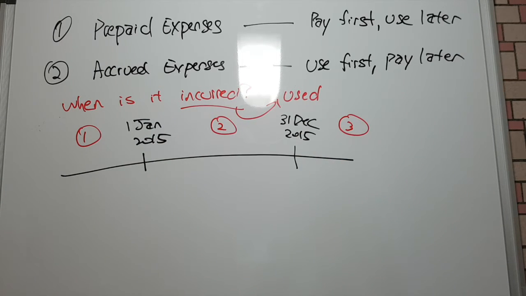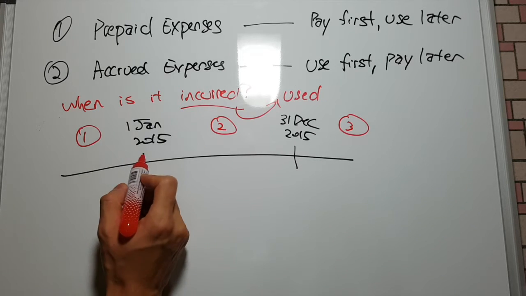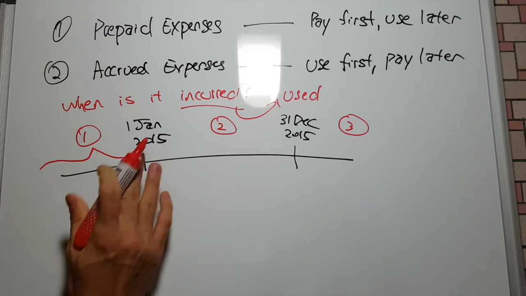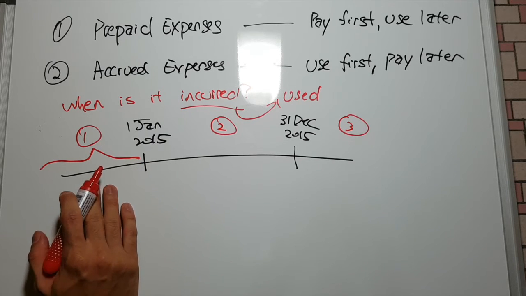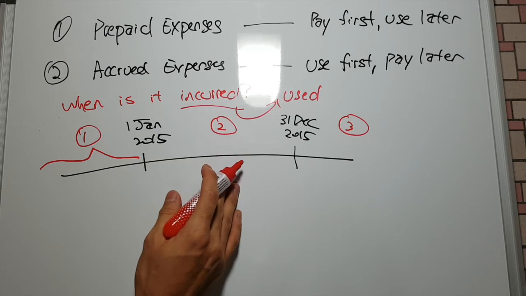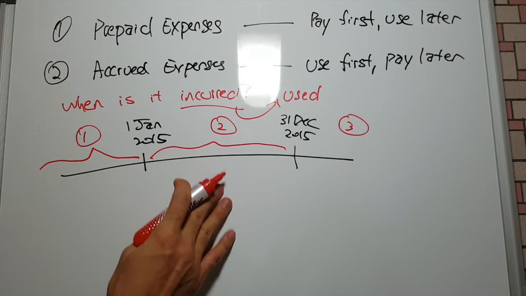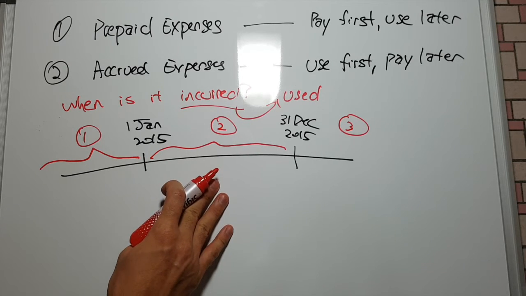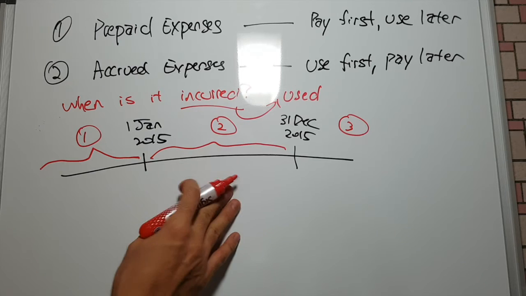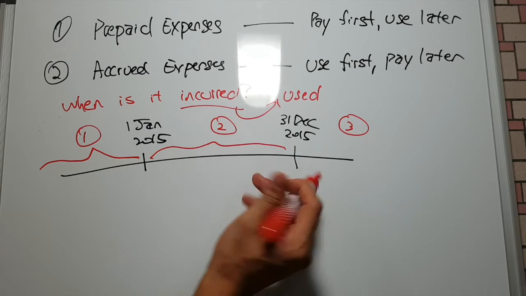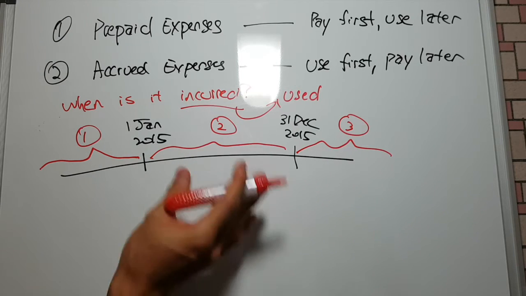What do I mean by 1, 2, 3? Period 1 refers to the financial period before 1st of January. In other words, period 1 is last year. Period 2 is the financial period that we are in. We are interested in number 2, in other words, this year. That will make number 3 next year, the period after our financial period.